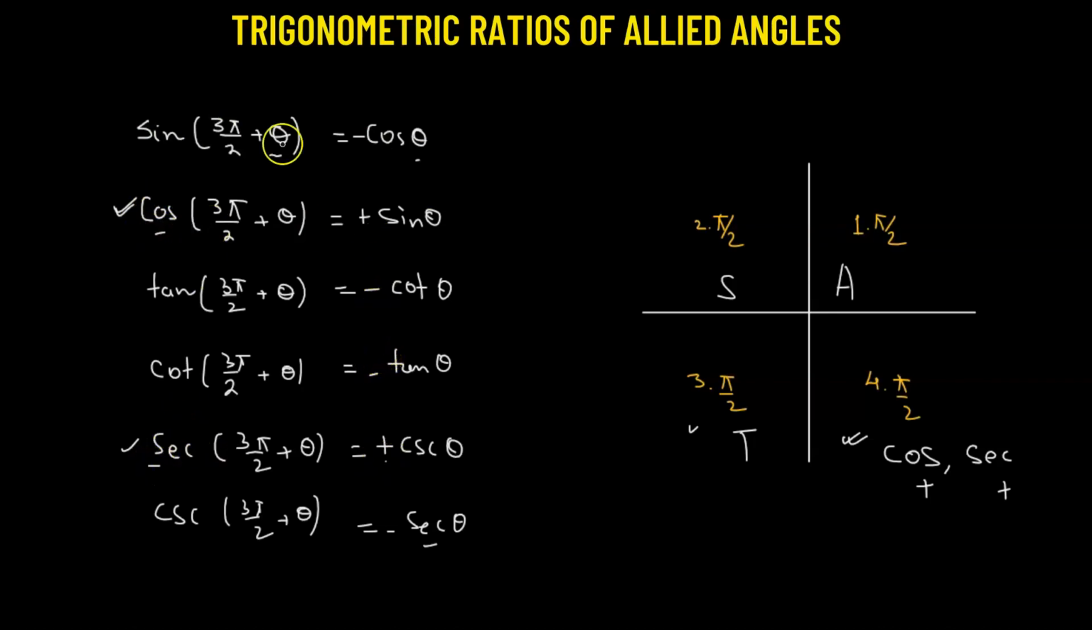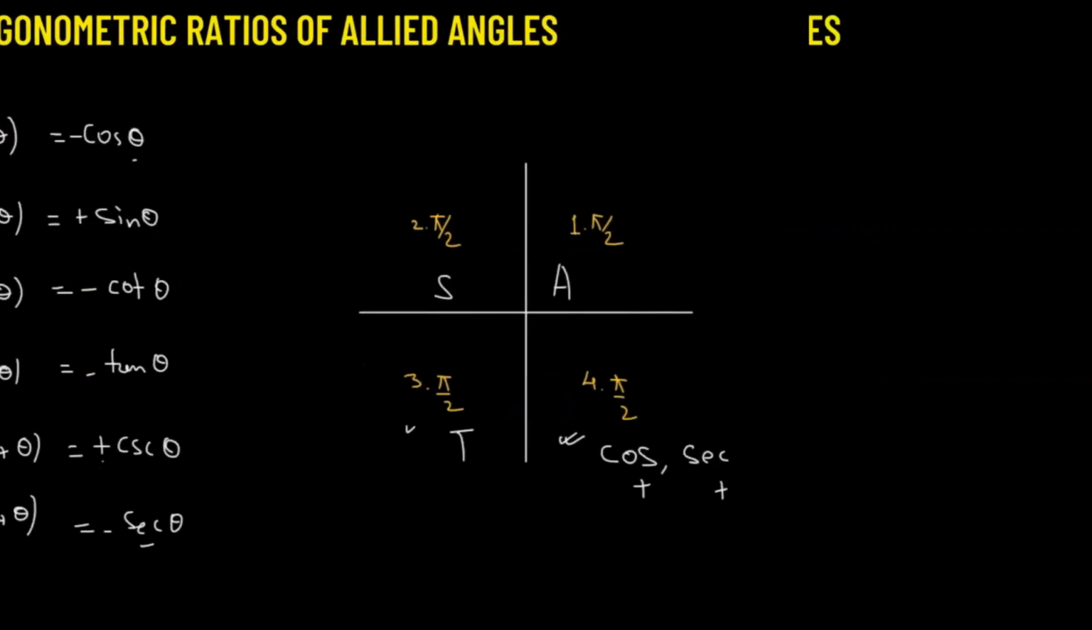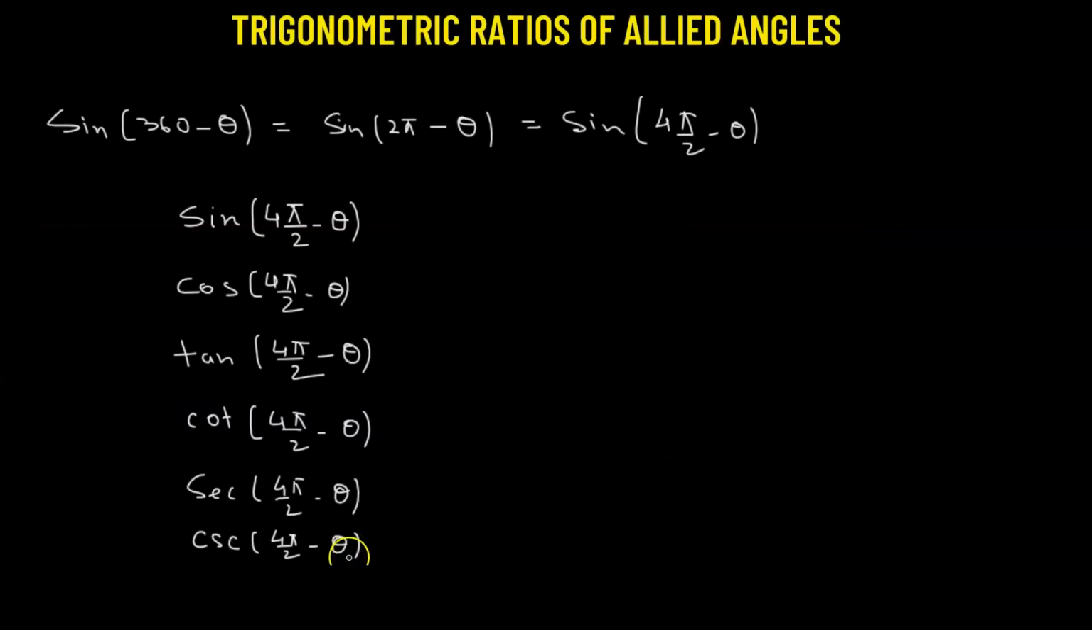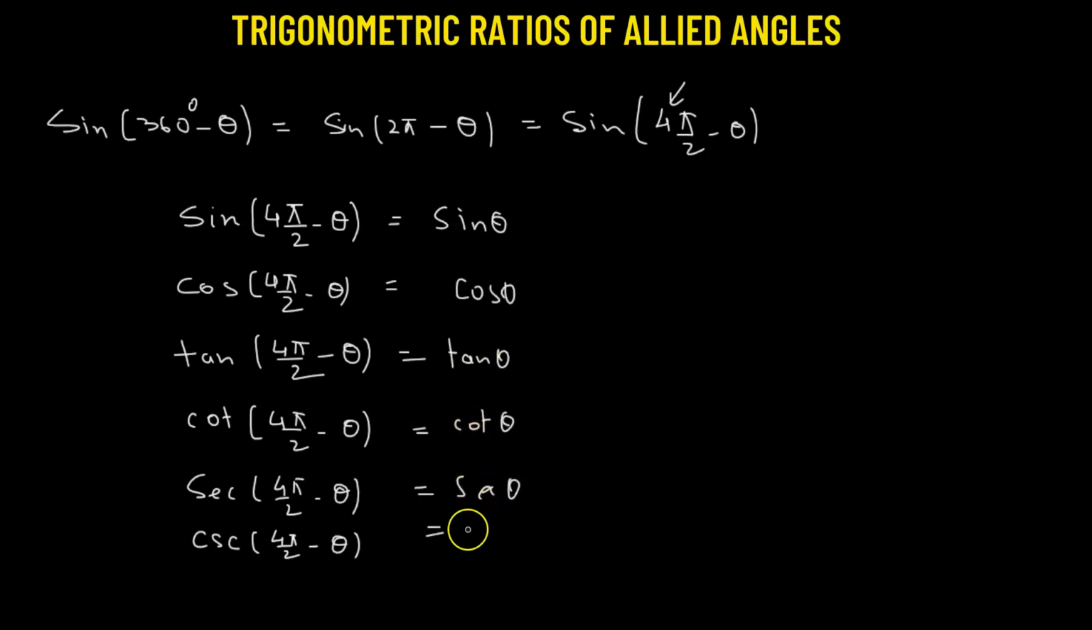Everything else is negative. Now coming to the final two ones, which is 360 degrees minus theta. So we have sine of 360 degrees minus theta. 360 degrees in radians is 2 pi radians, and 2 pi can also be expressed as 4 times pi over 2. So 4 being an even number, we have an even multiple of pi over 2. Whenever we have an even multiple, the trigonometric function does not change. So sine of 4 pi over 2 minus theta will remain as sine theta. Cosine of 4 pi over 2 minus theta will remain as cosine theta. So let's write all of them. So we have tangent theta, cotangent theta, secant theta, and cosecant theta.